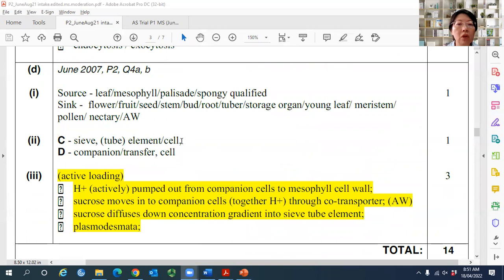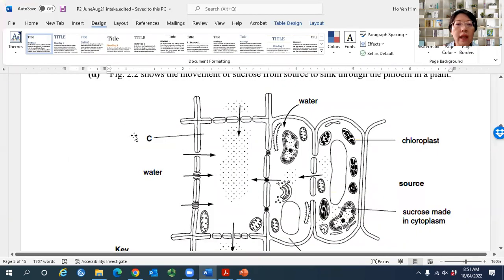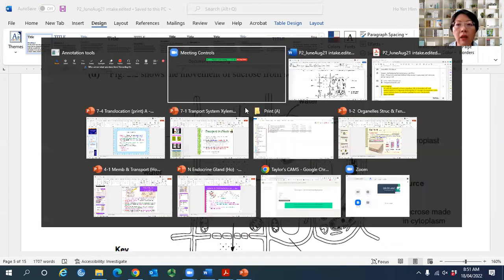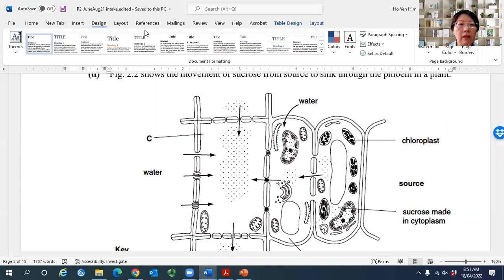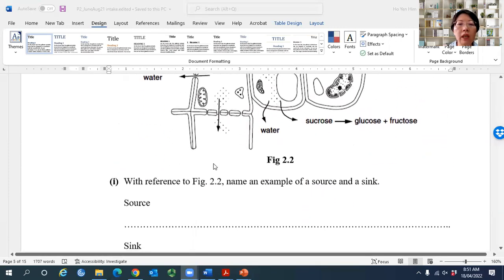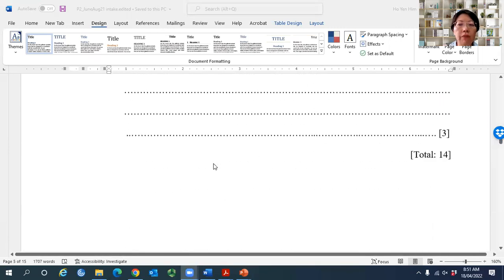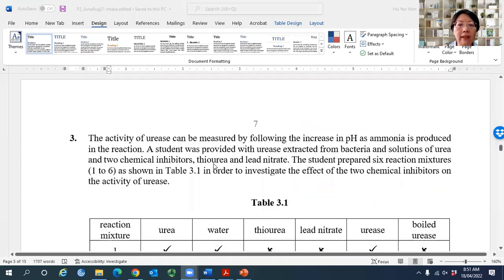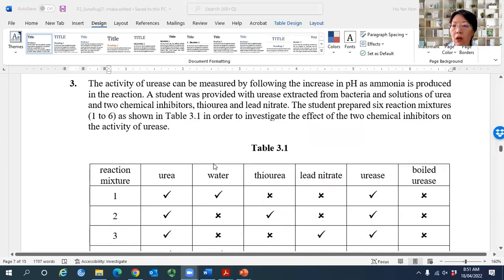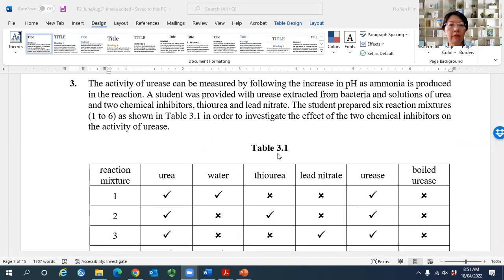Nothing else. Because you don't have to talk about water entering, or hydrostatic pressure increasing and pushing the sucrose to move from source to sink. No need, because that's not what the question asks. No need to write everything. Okay, read the question carefully, see what the question asks for, give only the part that the question asks for, right? Save your time to answer other questions. Okay or not? So shall we continue with this question?